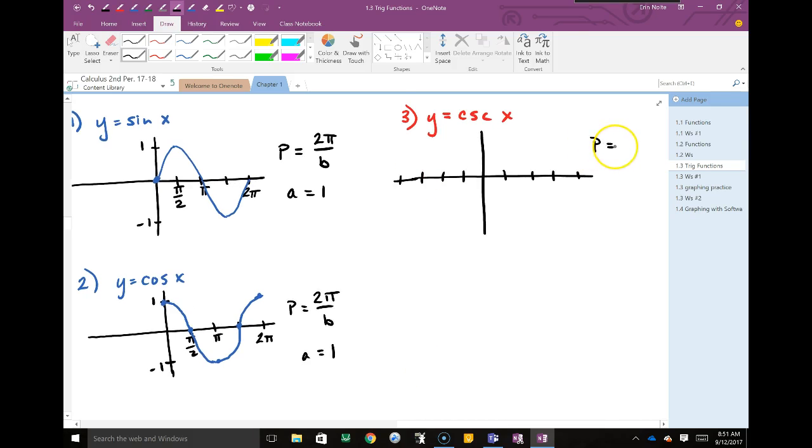The period, since it is directly related to the sine, is found exactly the same way, 2 pi over b. So what would be my period for this parent function? 2 pi. So half of 2 pi is pi, half of that is pi over 2. We'll do a few in the negative direction. The amplitude again is found the same way, the value in front of the cosecant, which is 1. So I need a 1 here.